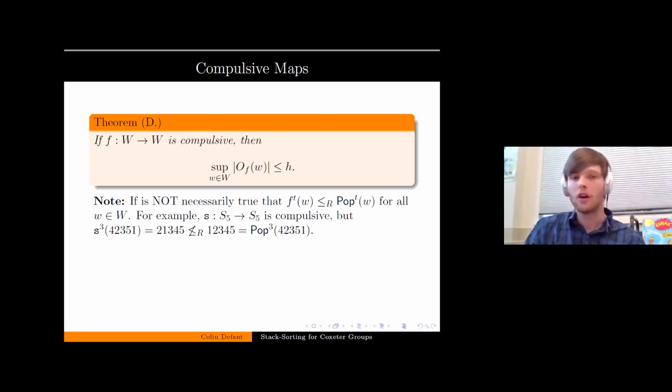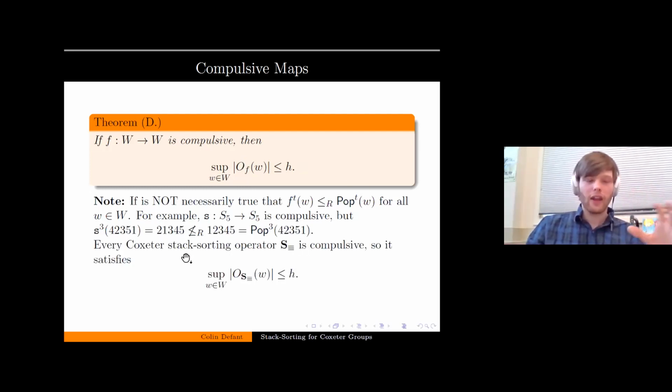So for example, the stack sorting map, this is West's stack sorting map here, is actually a compulsive map. That's not hard to show. And if I'm looking at permutations of size 5, I can compute the stack sorting map cubed on this permutation 4, 2, 3, 5, 1. I get something that is not the identity, but pop cubed applied to this permutation is the identity. So actually, in this case, pop wins the race. It gets down in 3 steps, whereas the stack sorting map requires 4 steps. So again, this theorem actually requires its own proof, and it's not just following from things that I've said before.